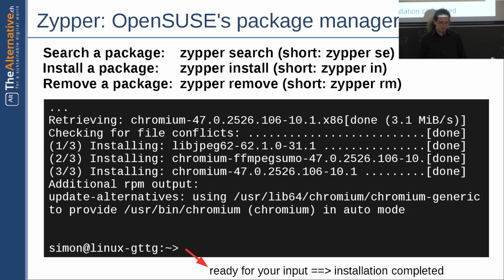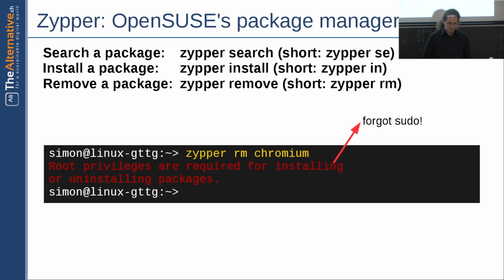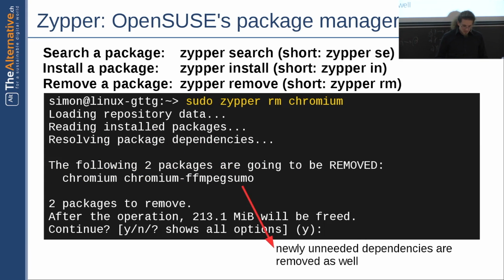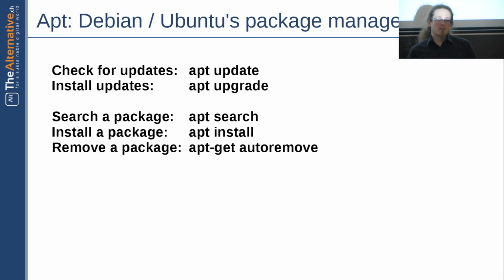And maybe you're not very satisfied with Chromium and you prefer Firefox like I do. You just zypper remove Chromium, and everything that was associated with your Chromium installation is gone. That's basically the same process in reverse. It will tell you which packages will be removed, how much disk space will be freed by this, and it asks you again if you want to do this. These are the commands. Yes, please?